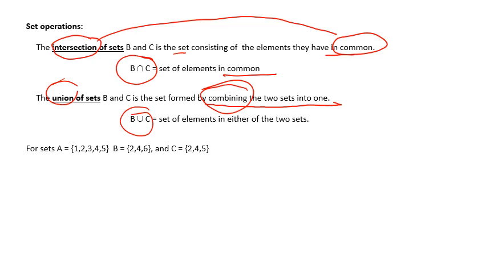Once again, look at the problem, pause it, work it. Now that you're back with me, I am looking for the intersection, right? When you say intersection, you're asking, what do these sets have in common? Well, A and C have a 2 in common, a 4 in common, and a 5 in common.